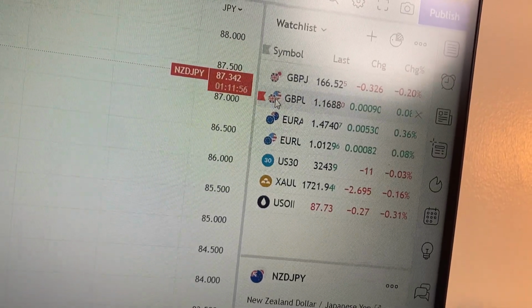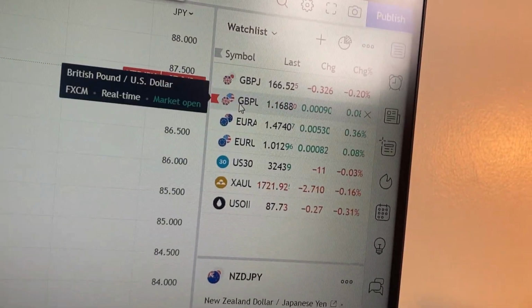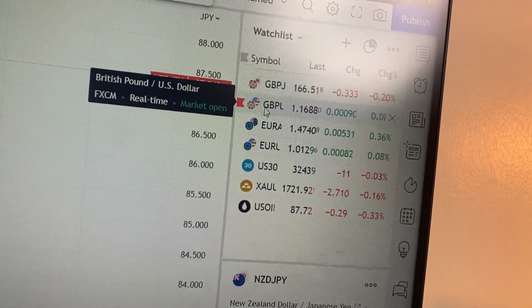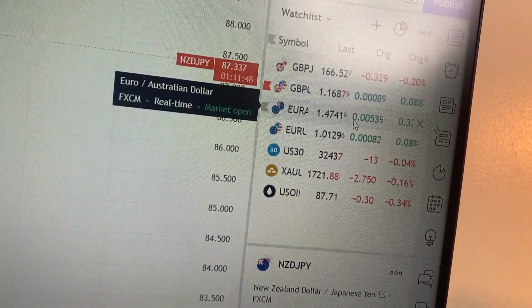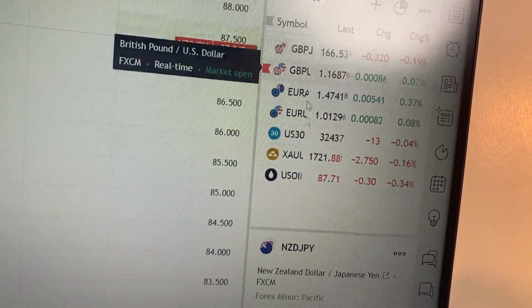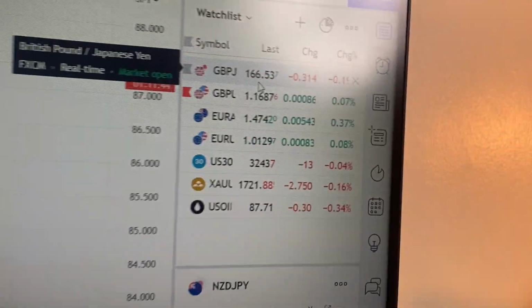A watch list is really so important because it gives you what you should look at for the day. Now I'd recommend that you shouldn't have many trading pairs on your watch list, just to avoid confusion.